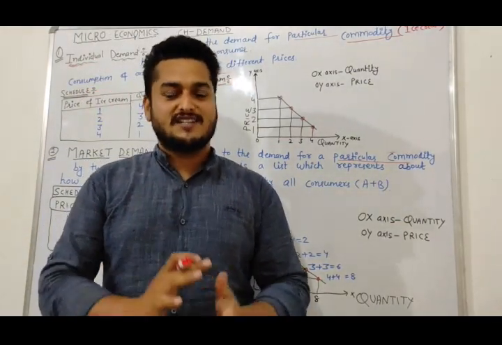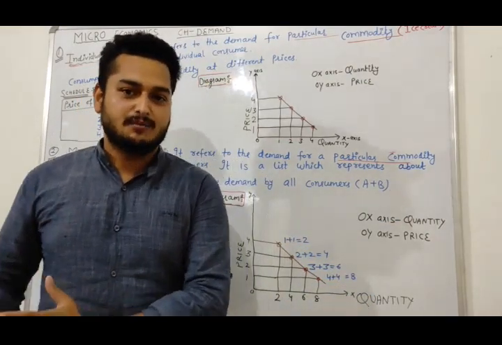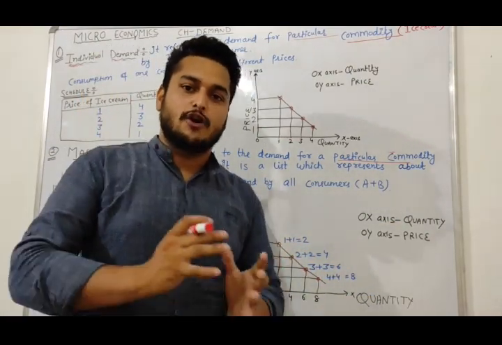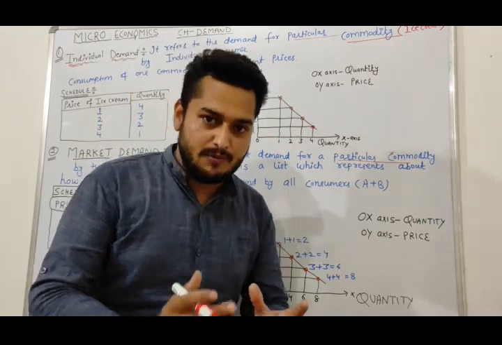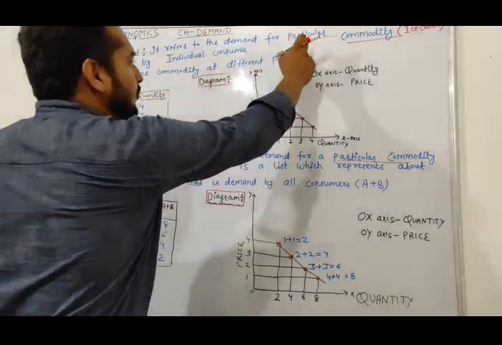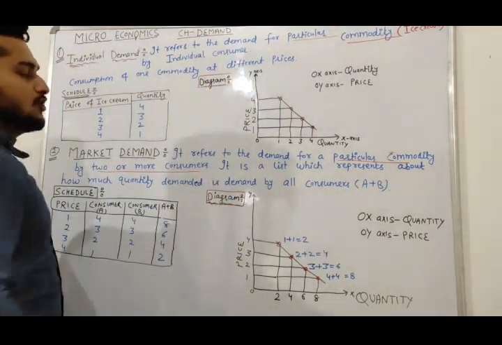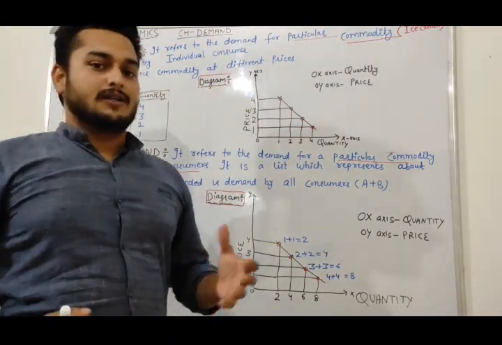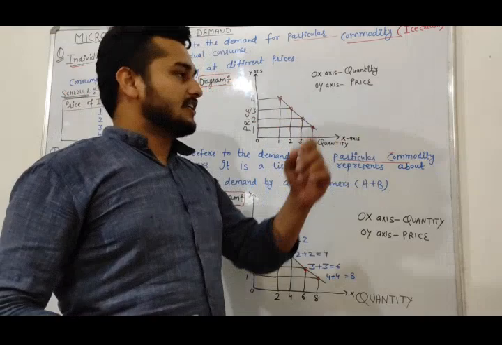Today we are going to discuss individual demand and market demand, or extension and contraction of demand. So let's start from individual demand. Individual demand refers to the demand for a particular commodity by an individual consumer. Let us suppose our particular commodity is ice cream.